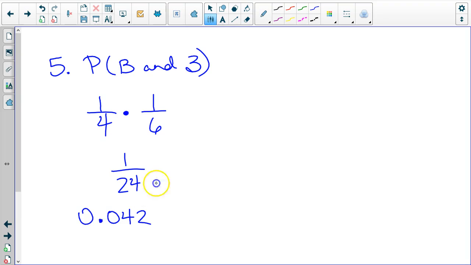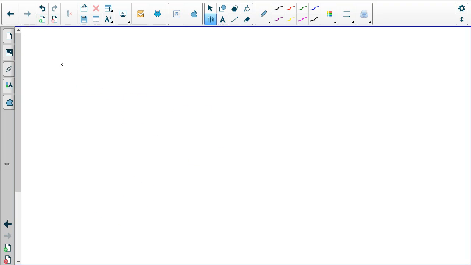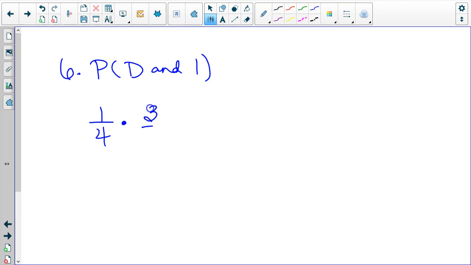Okay. Number 6. What's the probability of spinning a D and a 1? Well, how many D's are there? 1. So 1/4 times. And how many 1s are there? 3. 1/6. Or times 1/2. So 1/4 times 1/2 is 1/8, which is about, actually, yeah, that works out perfectly. 0.125.